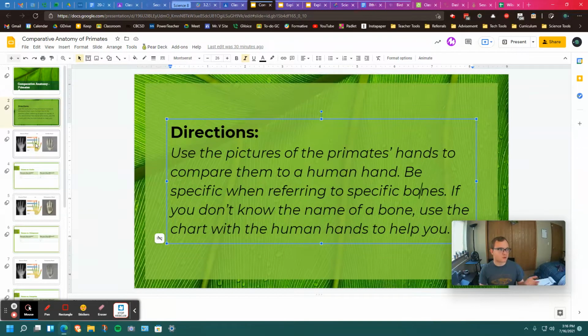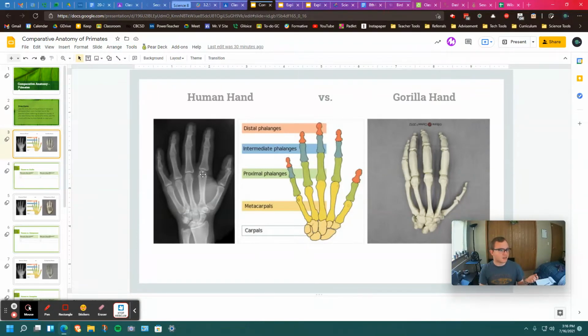So if we look at the very first image, we have our human hand on the left. This chart will tell you all the different bones. So there's 3 bones in your finger: the distal phalange, the intermediate, and the proximal, which meet where your knuckle kind of is. We have the metacarpals, which are in your palm, and then the carpals that are in your wrist.